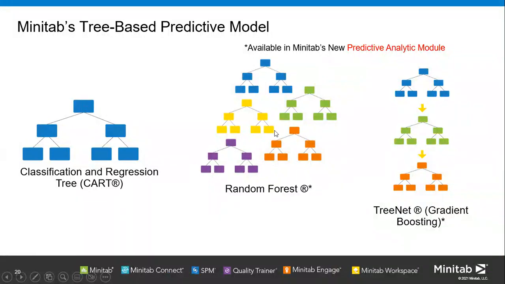But random forest, you can see that there are more trees, also for TreeNet. So we go after this. What happened here? Why do they have multiple trees? Why do we need multiple trees? So we focus on CART first.